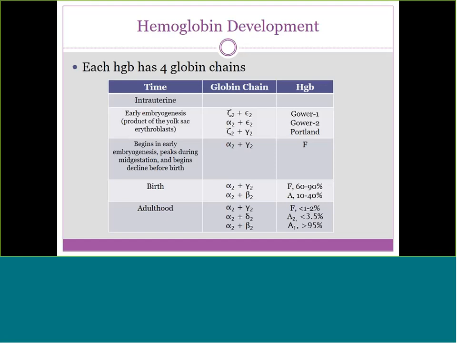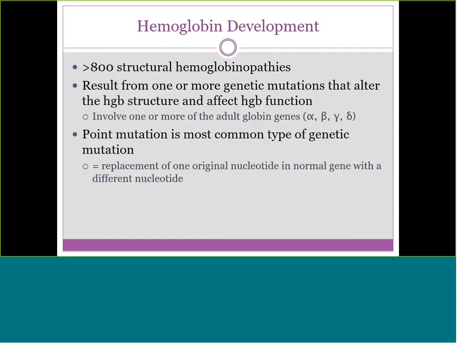And then if you go up the chart a little bit more, you'll see the intrauterine. So while they're in the amniotic sac and all that, there's different types, Gowers and Portlands, that are involved, but they don't stay involved after a certain while. So they kind of go away after a while and it changes. But this is overall what a normal process looks like through different developments.